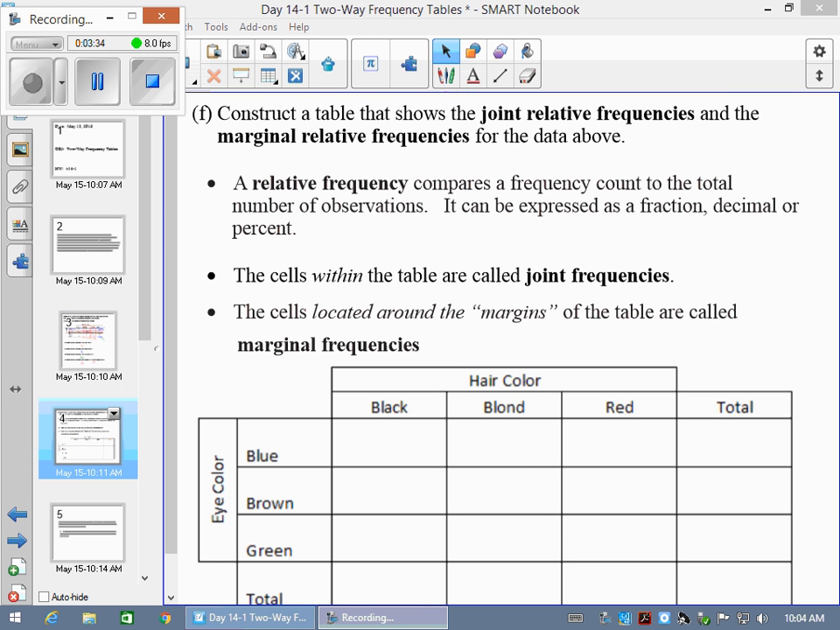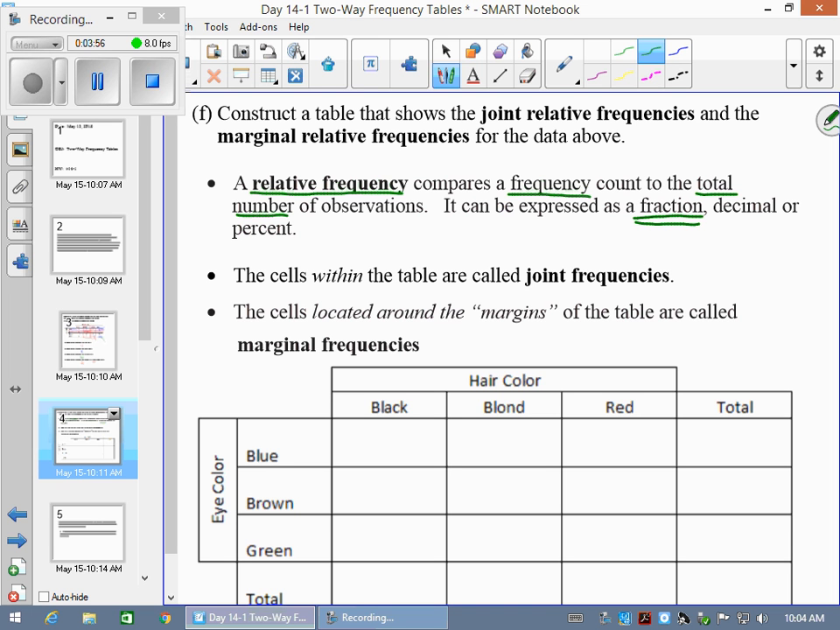There's also something called a relative frequency table. When we talk about this word relative frequency, what it does is it compares the frequency count, so the number that we just had in our last chart, to the total number of observations. In this case, our total was our 20 students. We can express relative frequencies in fraction form, in decimal form, or in percent form. So you're correct whether you write it as a decimal, a fraction, or a percent, as long as they're equivalent.